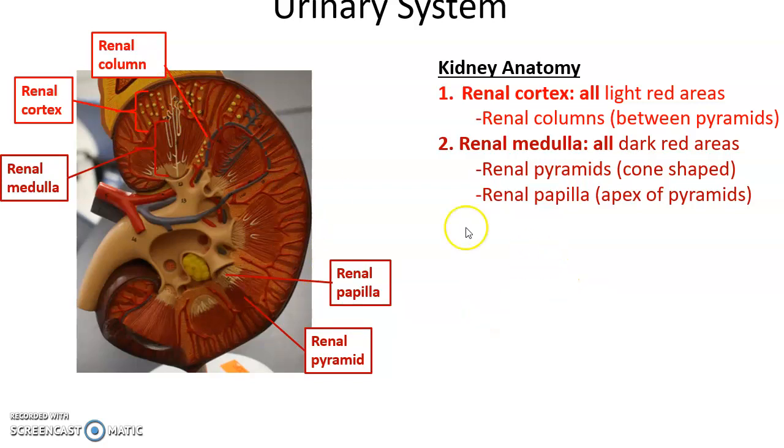Then we have the renal medulla. The renal medulla are all of these patches of darker colored tissue. An individual patch of darker colored tissue is called a renal pyramid. So we have lots and lots of renal pyramids. Each renal pyramid ends in a renal papilla, and the renal papillas fit into minor calyxes. So renal pyramid with a renal papilla, all of the renal pyramids together make up the renal medulla.